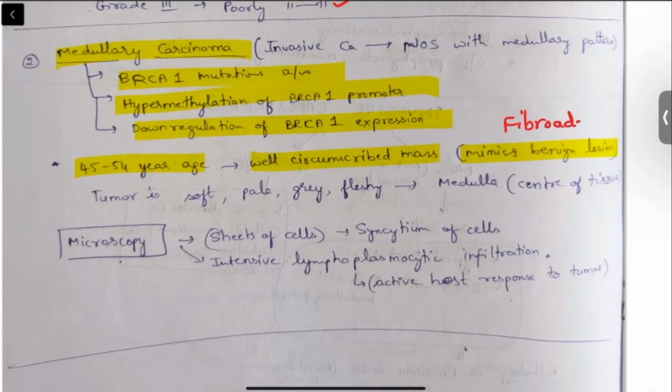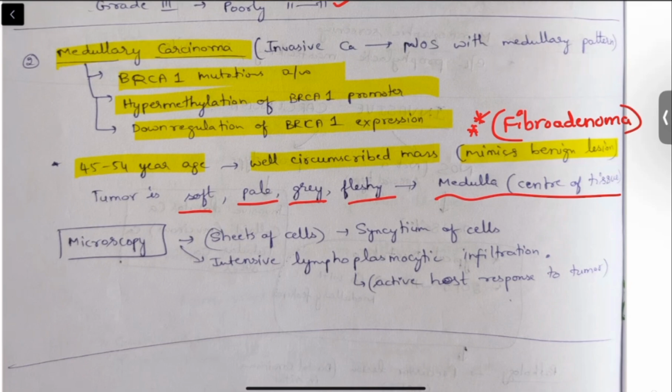So we can confuse this medullary carcinoma with fibroadenoma because it usually mimics a benign lesion and it is a well circumscribed, mobile mass. So we should keep this point in mind in order to differentiate it from fibroadenoma. Usually the tumor is soft, pale, grey and fleshy on gross appearance, with medulla as the center of tissue.